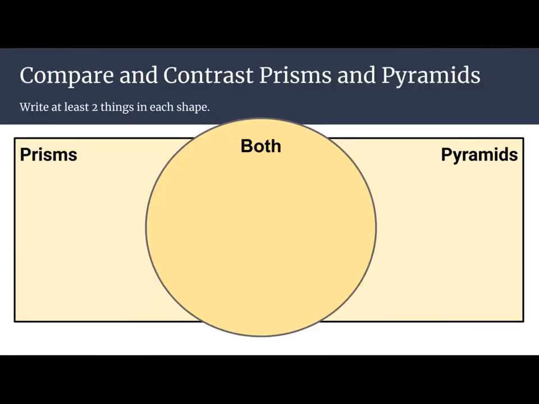Finally, for the last bit of independent work, I'd like you to compare and contrast what we've learned about prisms and pyramids. Over here, write 2 things that are true only about prisms. Over here, write two things that are only true about pyramids. And here, you're going to write two things that are true about both.